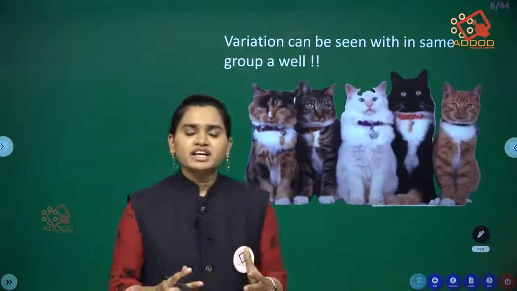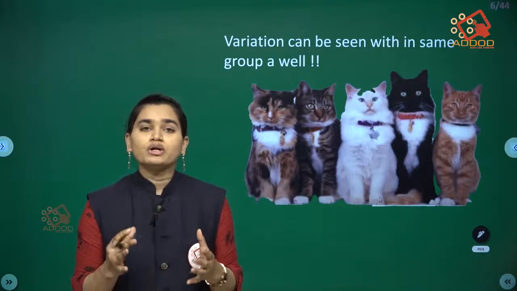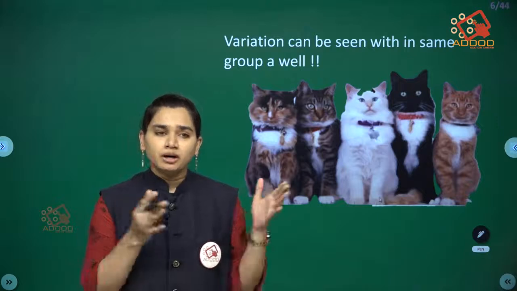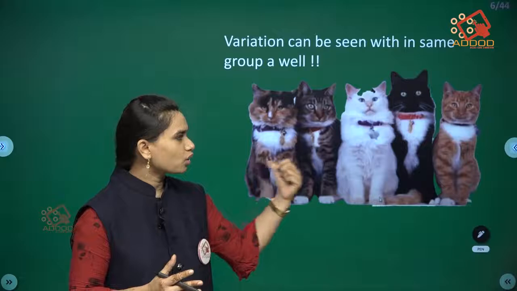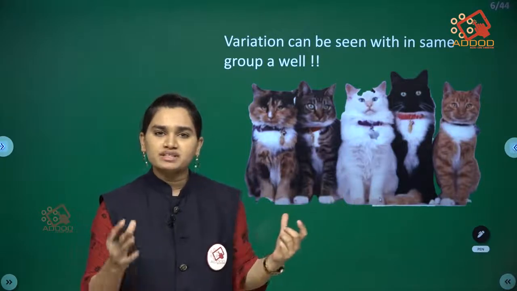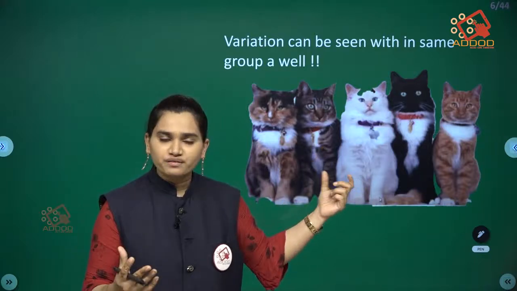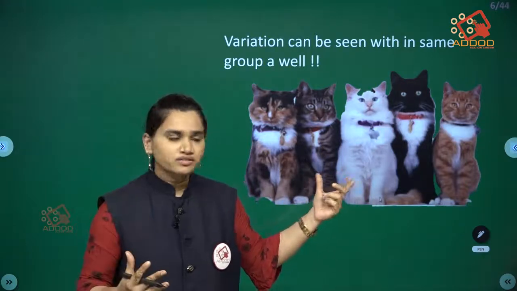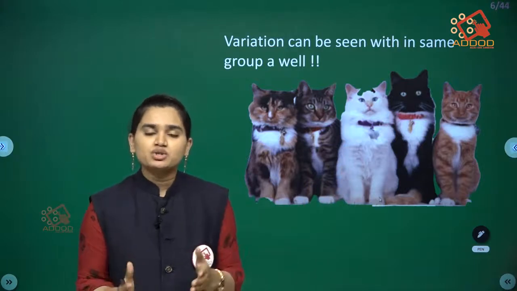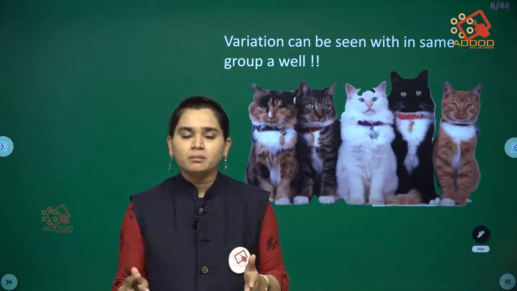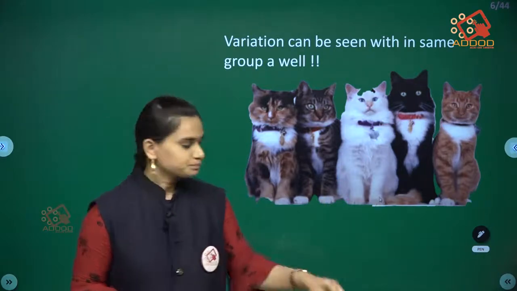Similarly, when there are differences in between two closely related groups, they can also be variations in the people of same group. For example, when you compare these all cats belong to the same group, but even then there are differences in the color of their hair, the design which they are having on their hair, everything is different. So variations not only can occur in different groups but also in the same group as well, as we have seen in the case of these cats.